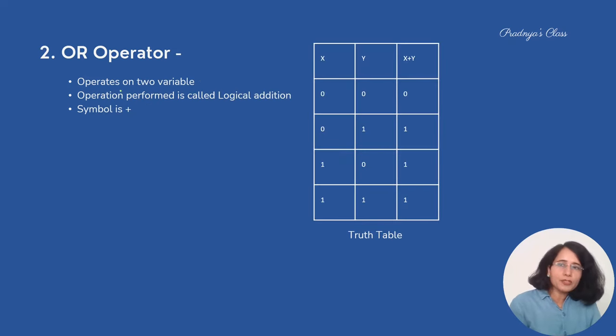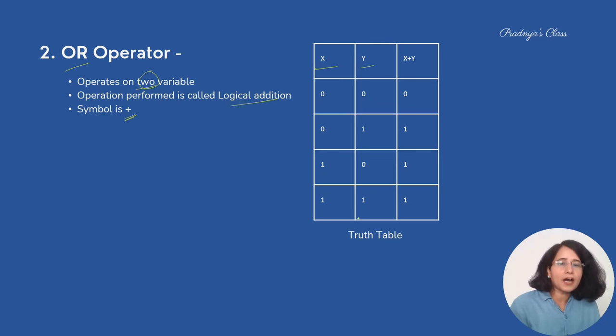The next logical operator is the OR operator. It is a binary operator, so it works on two variables. And it is also called logical addition. We can say it is just like a plus operator. That's why you can see here the symbol is also plus, like an arithmetic operator. As it works on two variables, we have to consider two variables here. So we have considered x and y.